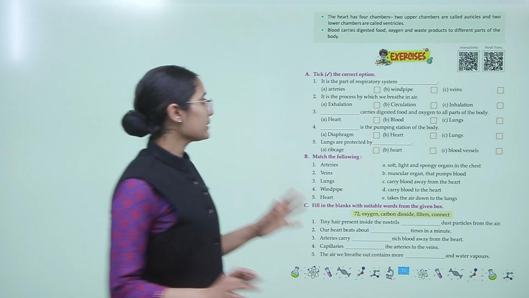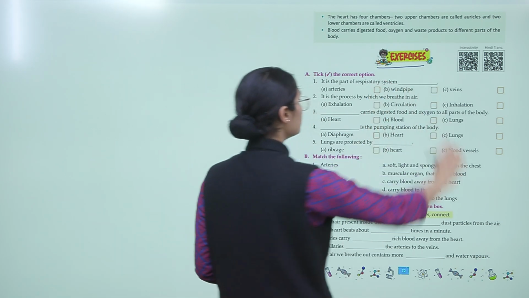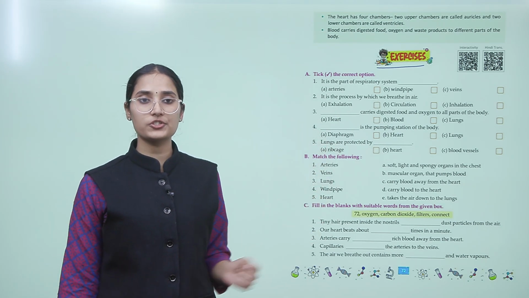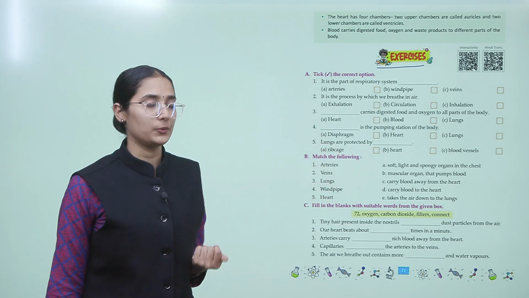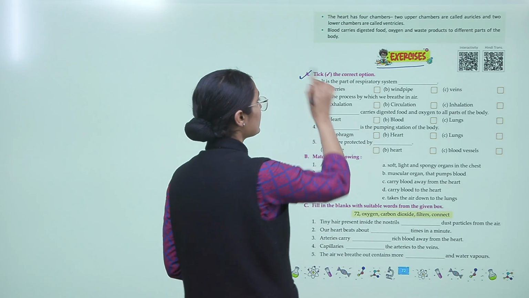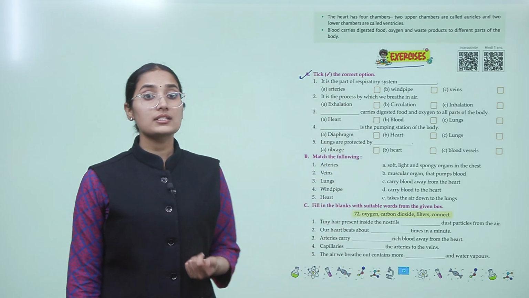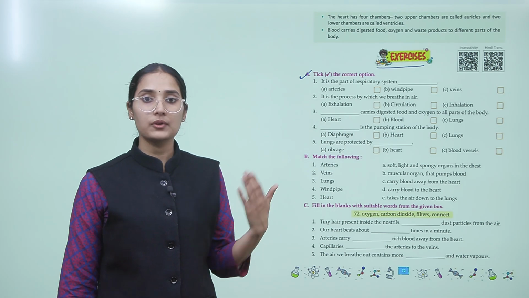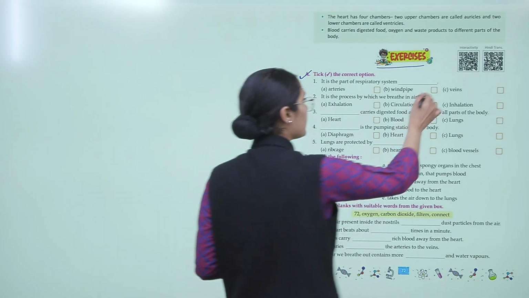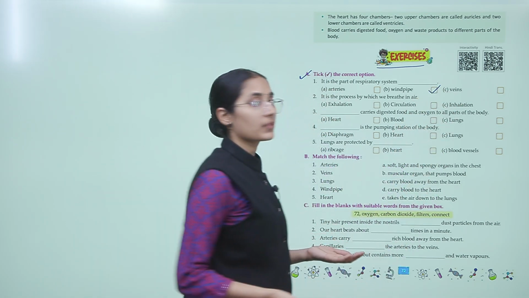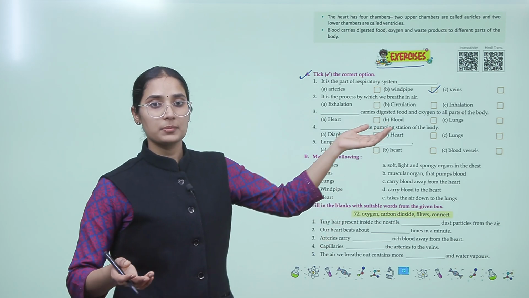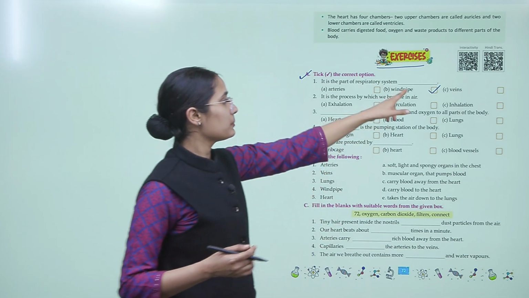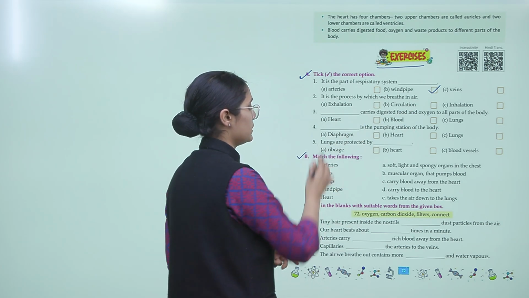Now let's get to the exercise of this chapter. So we will go through all the questions one by one. We'll solve one part of each question and the rest you will do on your own. So the first question is, tick the correct option. It is a part of the respiratory system. Arteries, windpipe, veins. So it is the windpipe, right? Through which we take in oxygen. The windpipe gives it to the lungs.